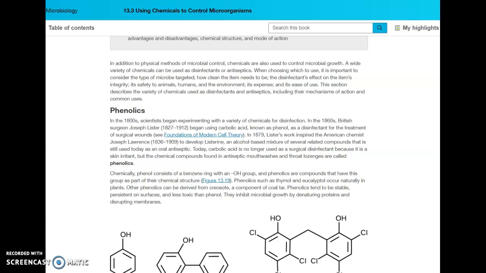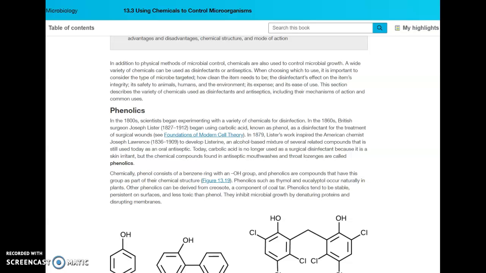In the last section, we discussed using physical methods of microbial control. And in this section, we're going to switch gears and look at chemicals. So we're going to be focusing on disinfectants and antiseptics. And we have to look at a lot of different factors to determine which would be the best chemical to use. Number one, we need to look at what microbe is being targeted.